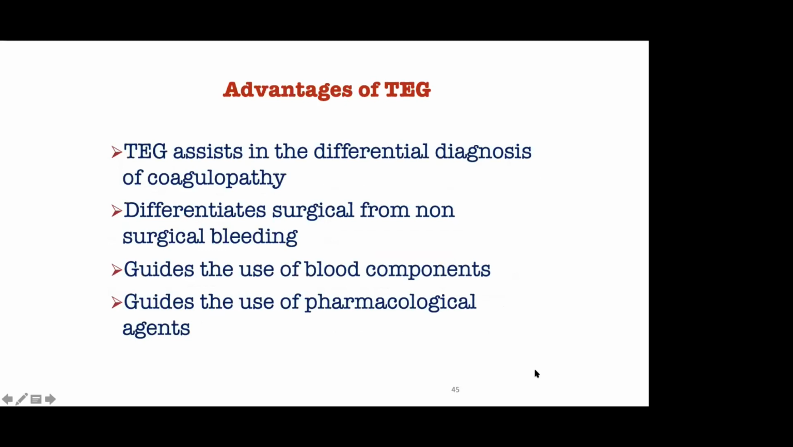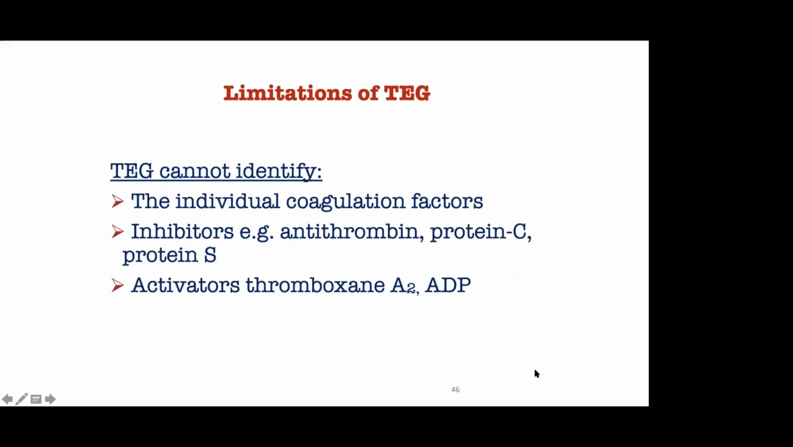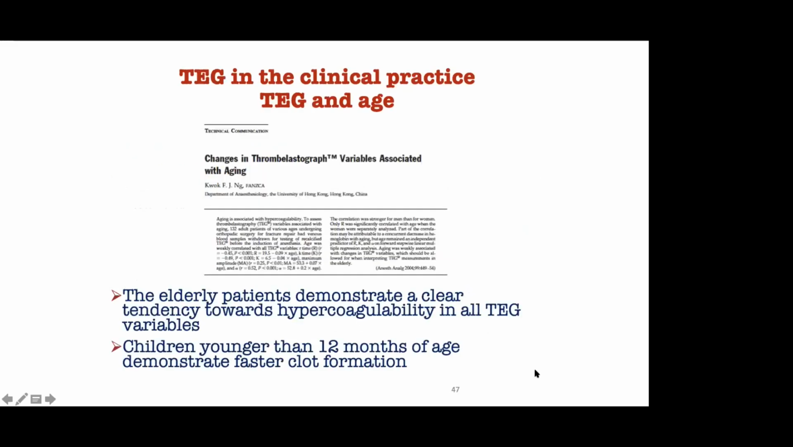The advantages of TAG: it assists in the differential diagnosis of coagulopathy, differentiates surgical from non-surgical bleeding, guides the use of blood components, and guides the use of pharmacological agents. TAG cannot identify individual coagulation factor inhibitors such as antithrombin, protein C or proteinase, or activators such as thromboxane A2 or ADP.